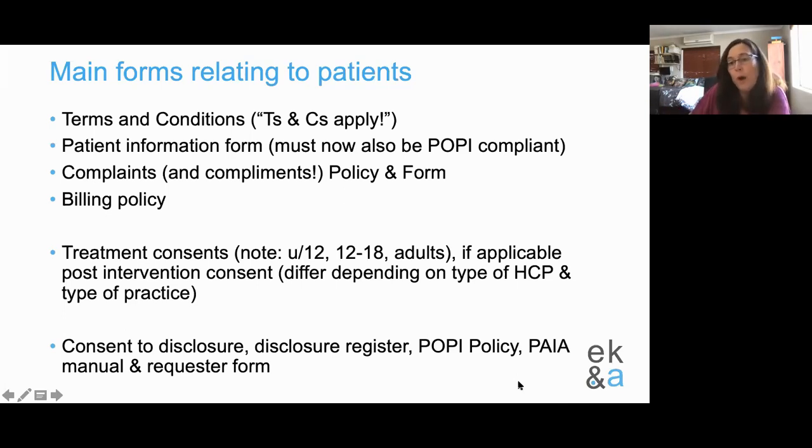Normally you'll file that patient's consent to disclosure in the patient's file, but you don't have an overarching record of what disclosures you've made and for what reason. Having a POPI policy and framework is important. And then the access to information manual and requester form. So all of those are about information and keeping information safe and disclosing information.